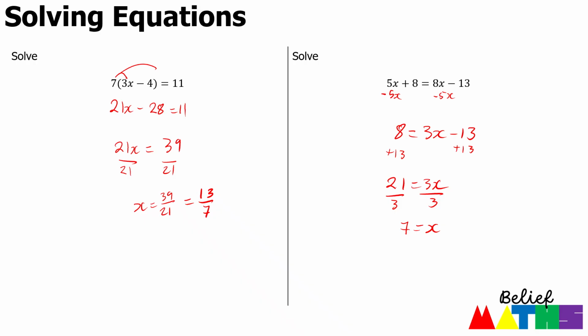Okay, so sometimes you get a whole number answer, sometimes you get a decimal answer, and it's nice to finish with your x on the left hand side. So we finish with x equals 7, and we put that on our answer line. And again, this one was x equals 13 over 7.